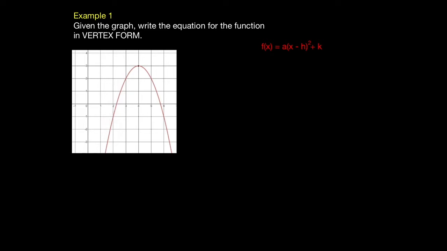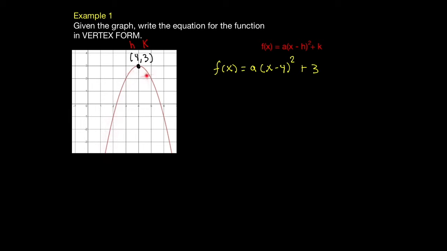The maximum is this point right here, which is (4, 3). The variables that determine the vertex are h and k, which means that I'm going to replace h with 4 and I'm going to replace k with 3. So now my equation looks like a quantity x minus 4 squared plus 3.